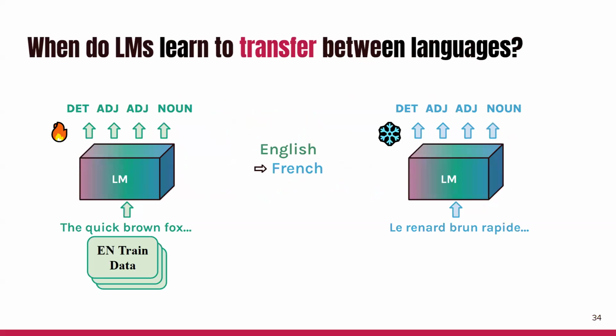We can also ask, when do language models learn to transfer information between languages? So here we're using the same probing setup I described earlier, but now we are training the probe on one language and then using it to recover features in a different language. In this example, we're training the probe using English part of speech tagging data, and then we're applying that English probe to see whether it can recover French part of speech tags, or essentially seeing how well aligned these linguistic features are within the model.